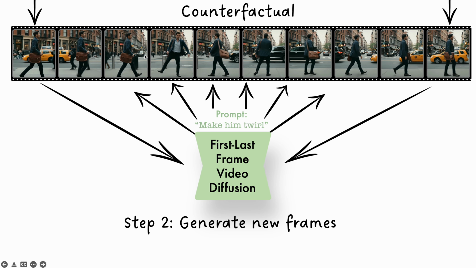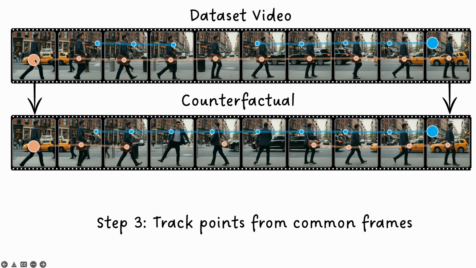And so we're going to initialize points randomly from both the last frame and the first frame. Because these are the same image, we can initialize the points in the same place. But their trajectories will be different.